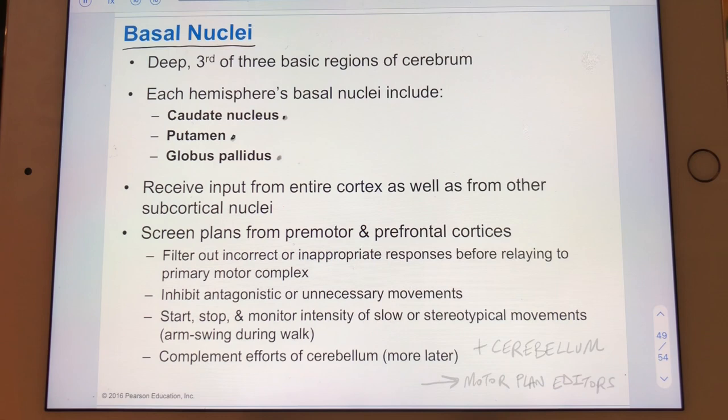I know, I think it's funny too. And globus pallidus. Okay? These guys together with the cerebellum are the editors.